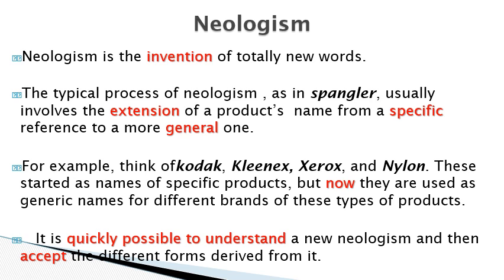a company, but now they are used frequently as generic names for different brands of these types of products. As you see, for example, we have different kinds of Kleenex, tissues, of different sizes, different colors, decorated with odors or not. All these are going to be called Kleenex.